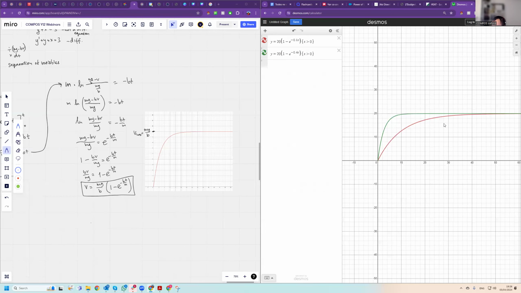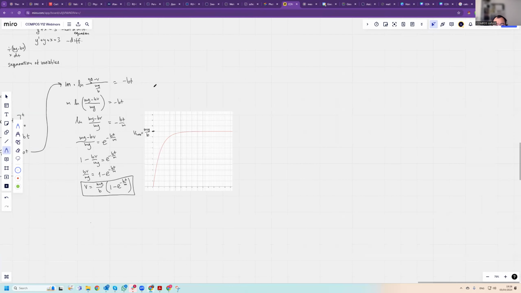Takes different time to reach top velocity, depending on the mass and the... Oh, I went through that. You must have missed. So there's a question: why is the top speed?